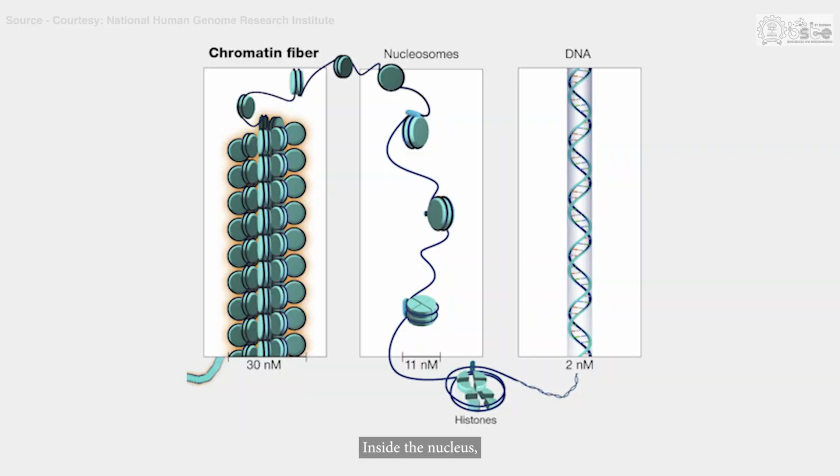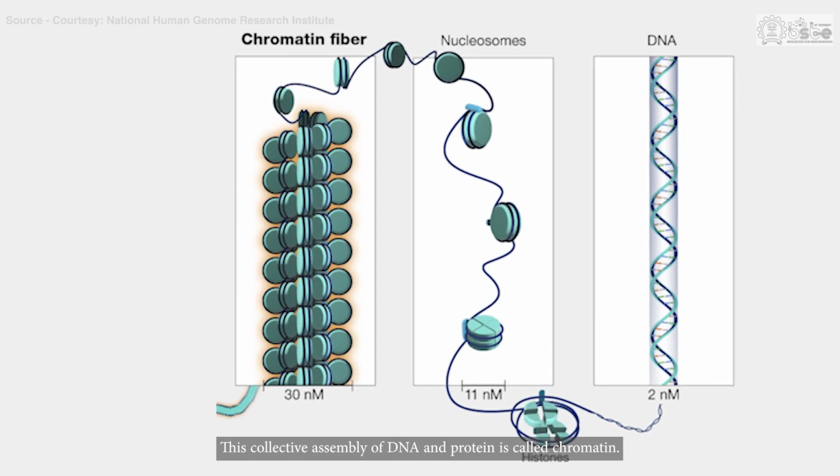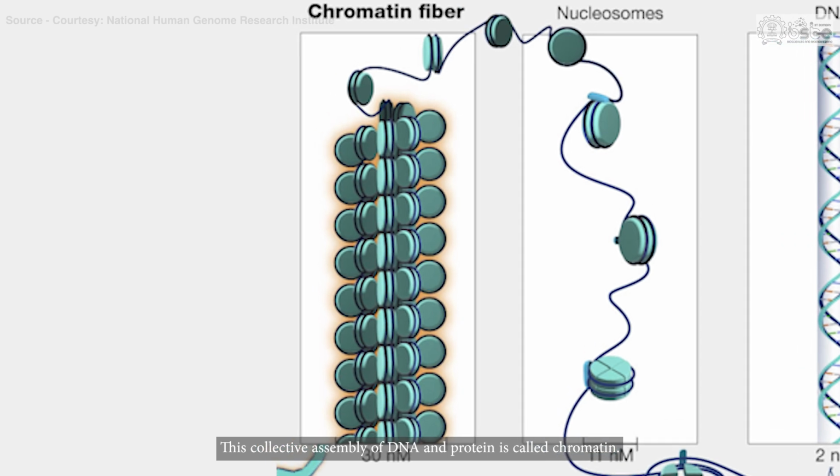Inside the nucleus, sections of the DNA ribbon are wound on several ball-like protein structures to form nucleosomes. This collective assembly of DNA and protein is called chromatin. There are two puzzles associated with chromatin.